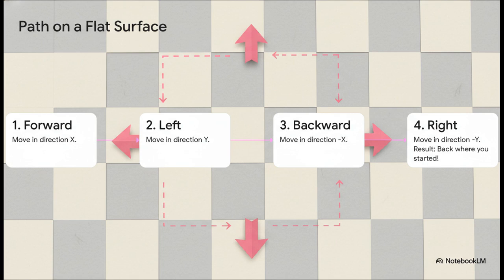Imagine you're walking on a perfectly flat grid, like a giant chessboard. You take one step forward, one step to your left, one step back, and finally one step to your right. What happens? Well, each move perfectly cancels out its opposite. You end up exactly where you started. On a flat surface, the path closes perfectly. The order doesn't create any lasting effect.